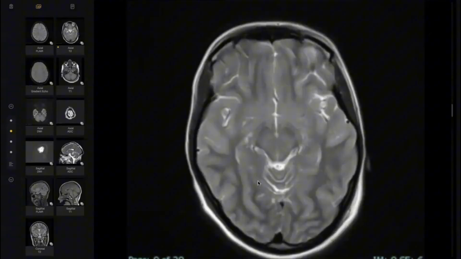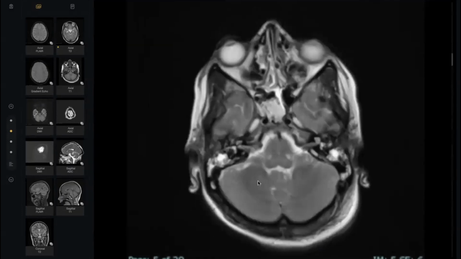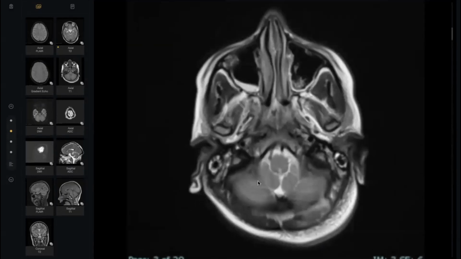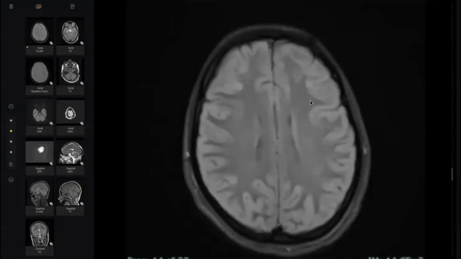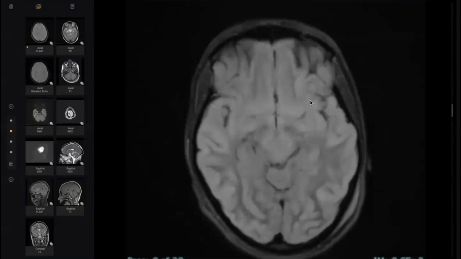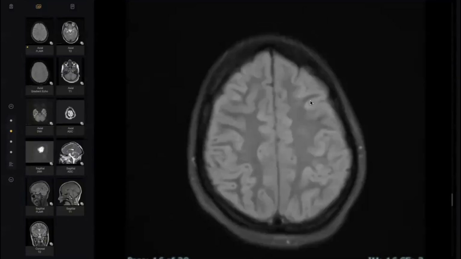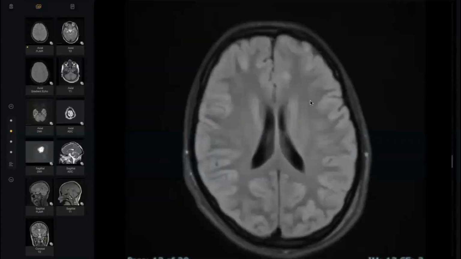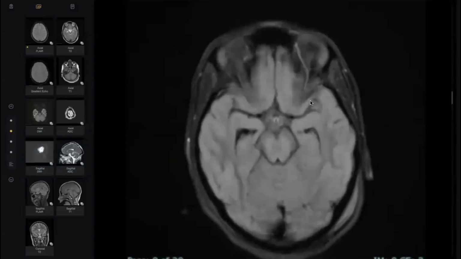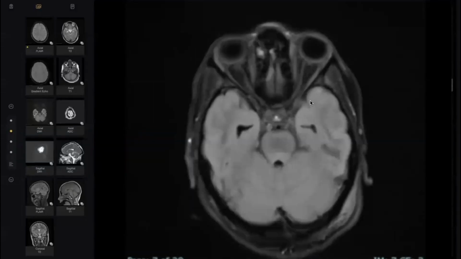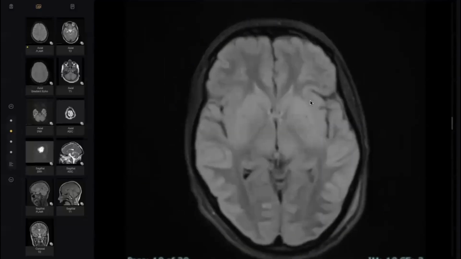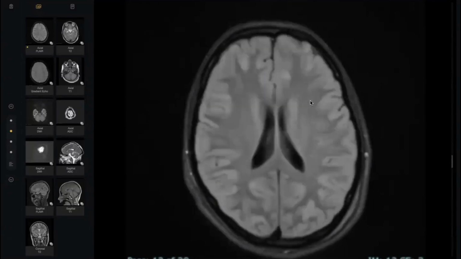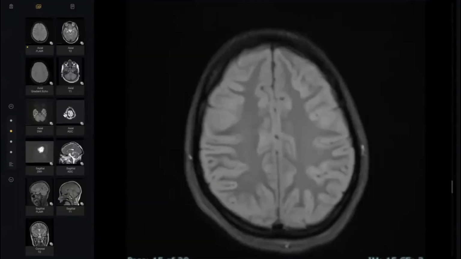I would like to see it on any other sequence as well. Sir, I would like to see diffusion. This is FLAIR imaging. FLAIR shows some hyperintensity in bilateral basal ganglia and both posterior parietal and parieto-occipital cortices. And yes, the white matter is also showing some hyperintense changes.